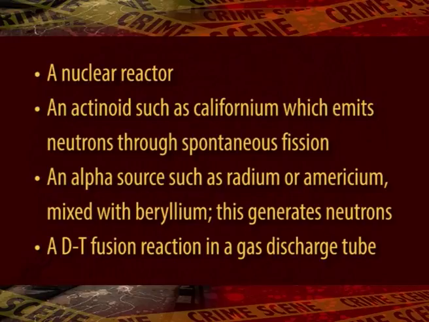The instrumentation of neutron activation analysis comprises a neutron source. Different types of sources can be employed for this purpose. First, a nuclear reactor; an actinoid such as californium, which emits neutrons through spontaneous fission; an alpha source such as radium or americium mixed with beryllium, which generates neutrons; and a DT fusion reaction in a gas discharge tube.